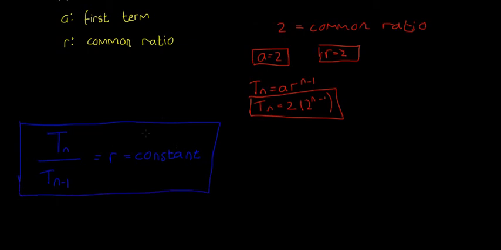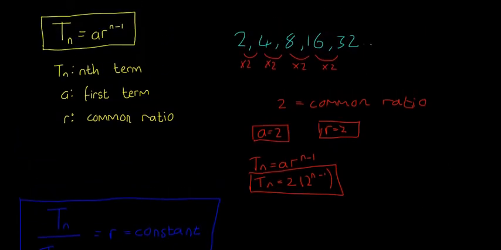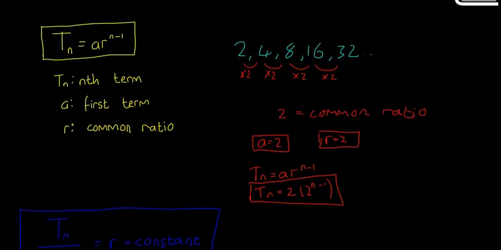So t of n divided by t of n minus 1, what that means is if you divide any number in the sequence by the number before it, you'll get the common ratio. So if we divide 4 by 2, we'll get 2. If we divide 8 by 4, we'll get 2. If we divide 16 by 8, we'll get 2. So always dividing whatever number by the number before that. So divide 8 by the number before it, which is 4, and we'll get 2, we'll get the common ratio.